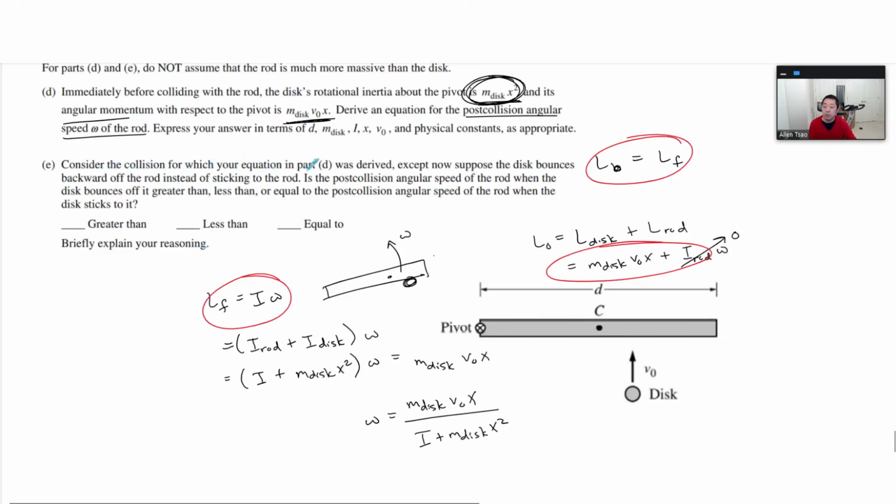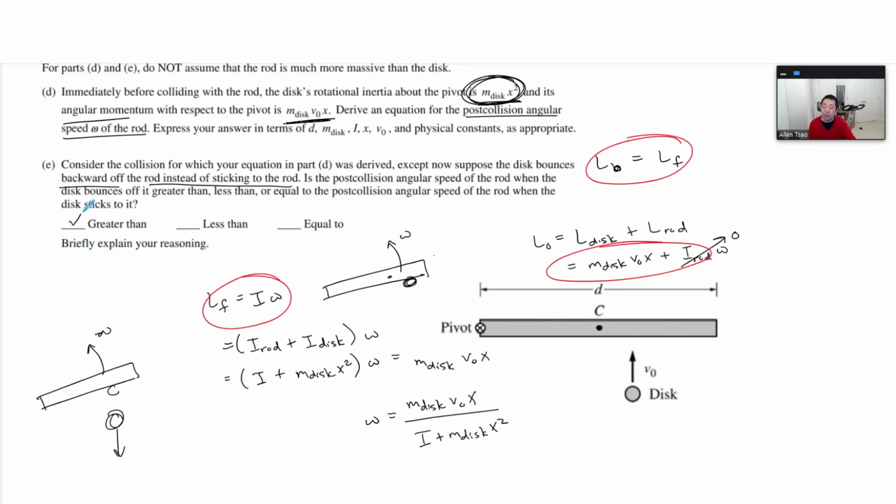So consider the collision for which your equation in part D was derived, except now suppose the disk bounces off the rod instead of sticking to the rod. So this bounce, so now the disk, instead of sticking to it, the disk now goes this way. Is the post-collision angular speed of the rod when the disk bounces off it greater than, less than, or equal to before?